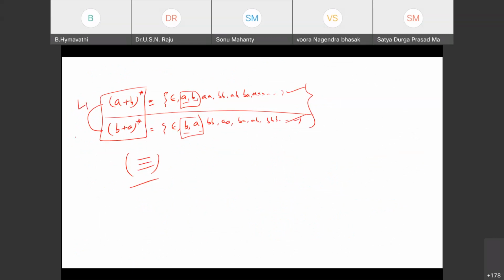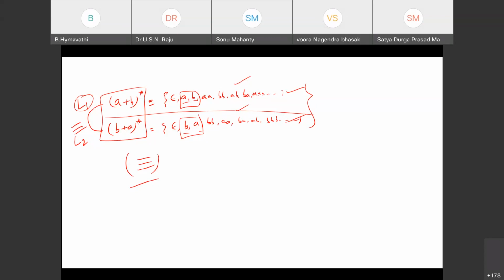So if I say this is L1 and this is L2, L1 and L2 are the same for this language, but not every time. Please try to understand, when you see two different regular expressions, don't assume that the languages generated by them must be different. That is not true. Sometimes the regular expressions look different, but the language generated by them may be the same.